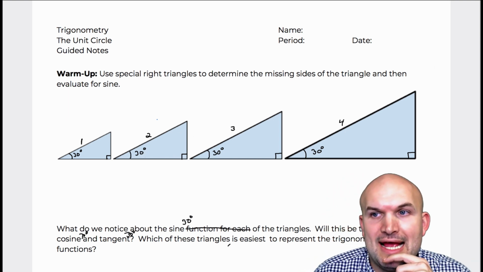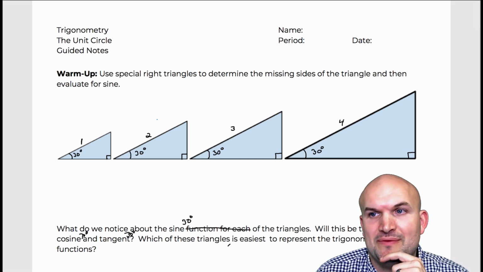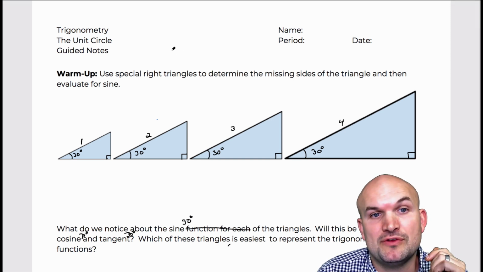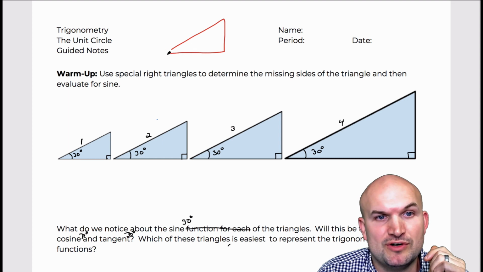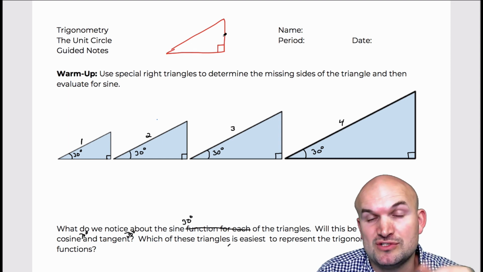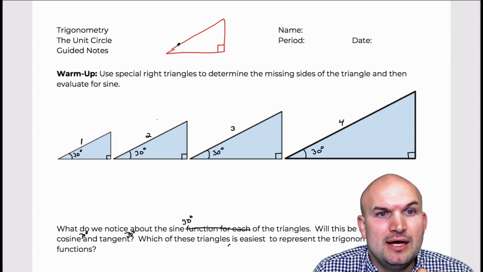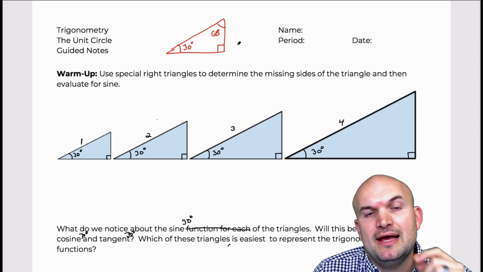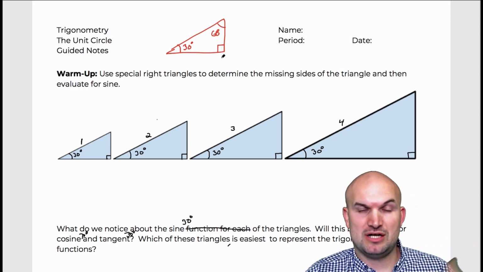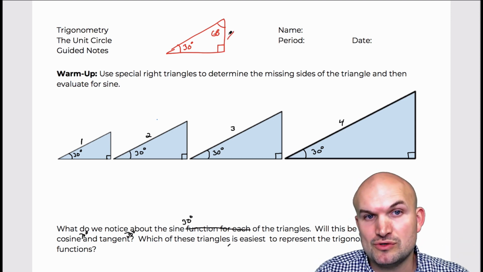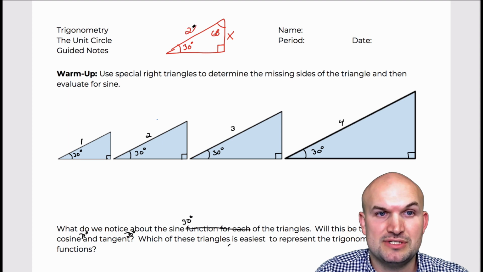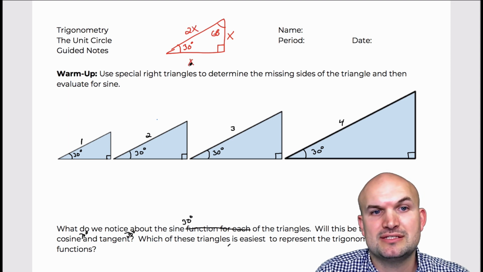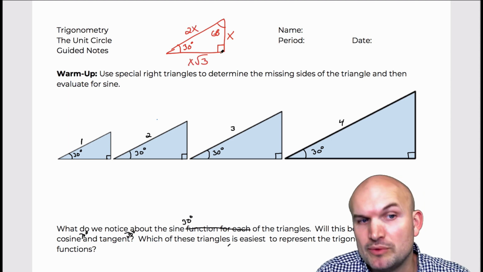The important thing we want to remember is the relationships of our 30, 60, 90, because this is going to be important for understanding the unit circle. That's why it's our warm-up. Just remember, when we have a 30, 60, 90 triangle, we have a short leg as well as a long leg. The relationships we worked on in class are: if the short leg is x, then the hypotenuse is 2x, and the long leg is x times the square root of 3.